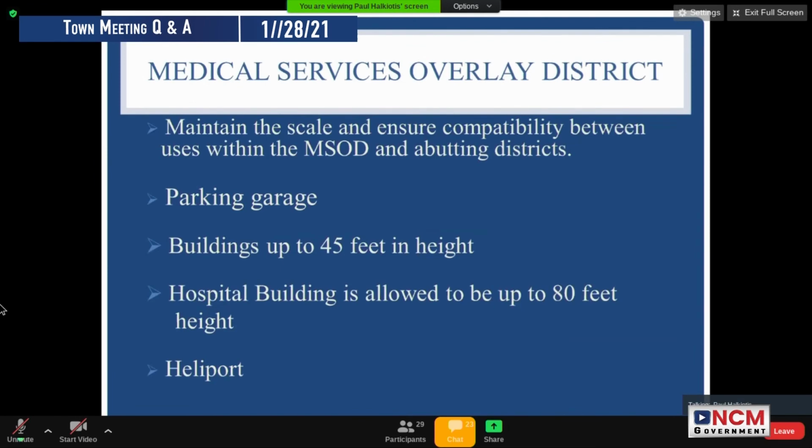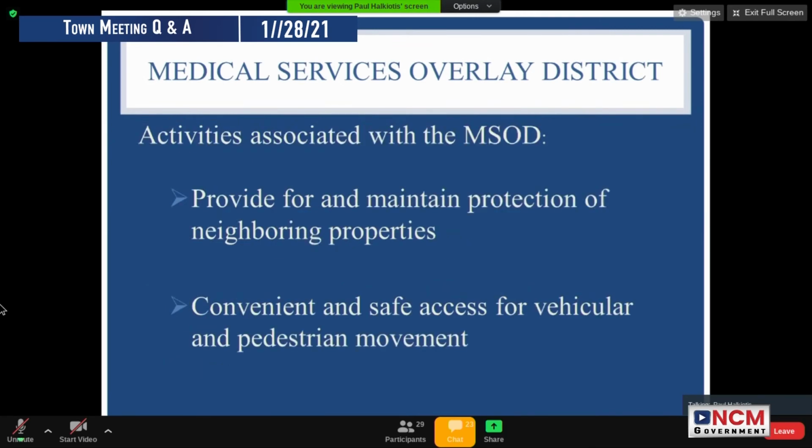It'll help to maintain the scale and ensure compatibility with uses within the medical services overlay district and the abutting districts. It will allow parking garages, buildings up to 45 feet high, except for the principal hospital building, which would be allowed to be up to 80 feet high. When we met with the hospital officials and discussed what they would need in terms of building height if they were to rebuild, they said 80 feet. This will also allow for a heliport. We have one now. It'll allow for that in the future.